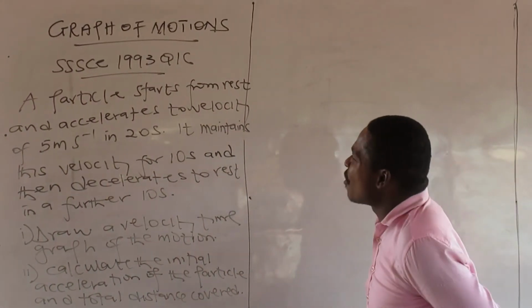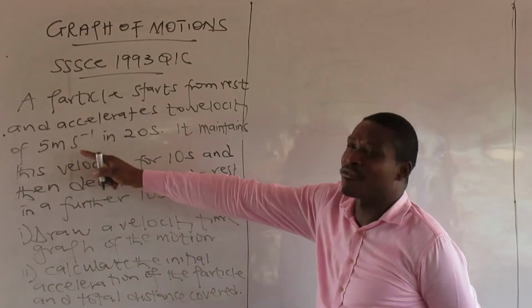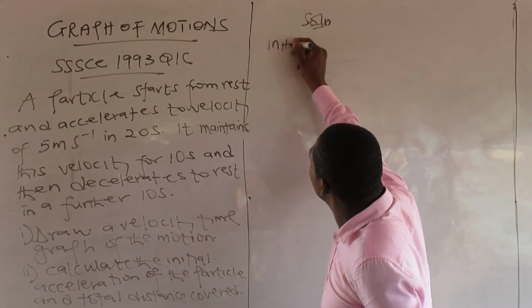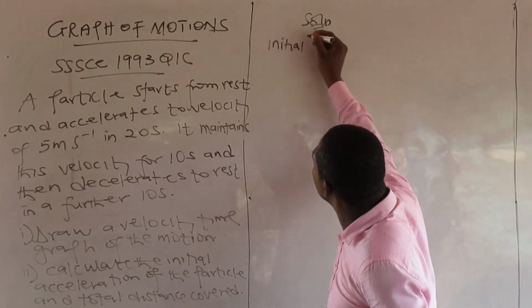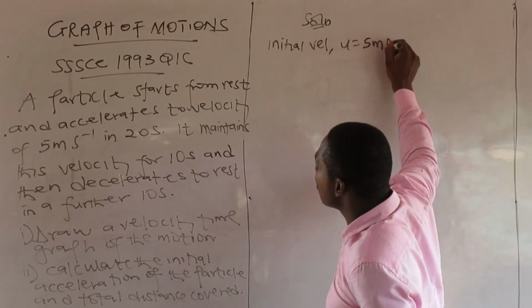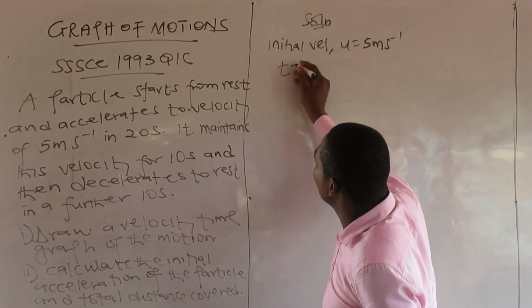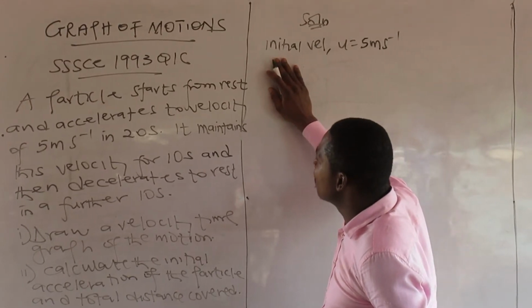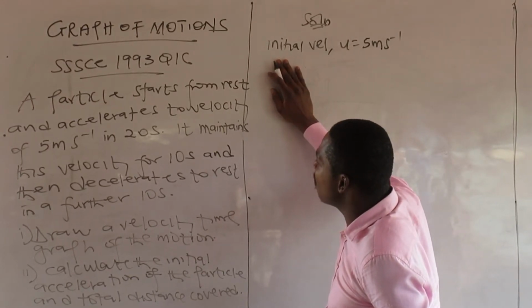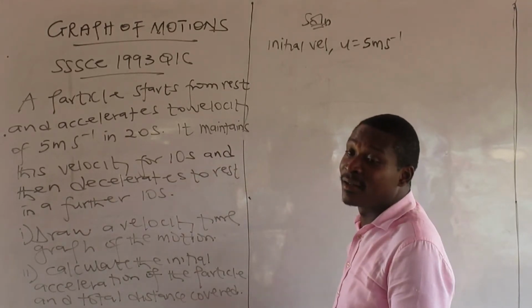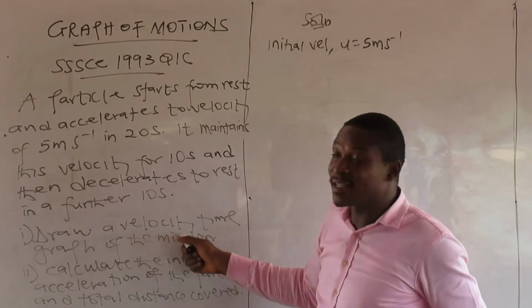A particle starts from rest and accelerates to a velocity of 5 in 20 seconds. In 20 seconds, right? Good. So draw a velocity-time graph.